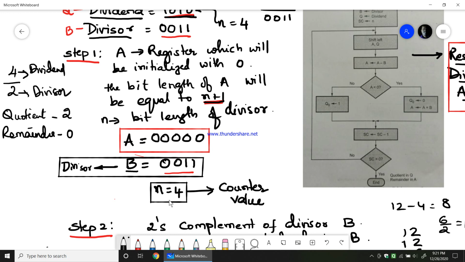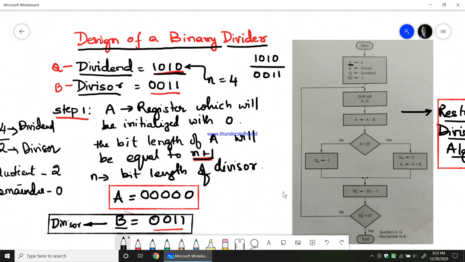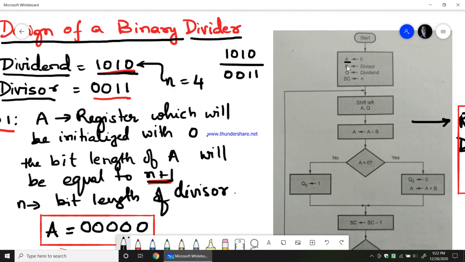So this is the first step in the restoring division algorithm, where A is assigned with 0. In the flowchart, if you see, A is assigned with 0, B is the register which is taken for the divisor, Q is the register which contains the dividend, and N is the counter value.